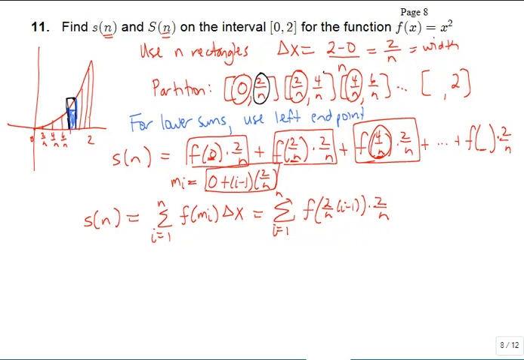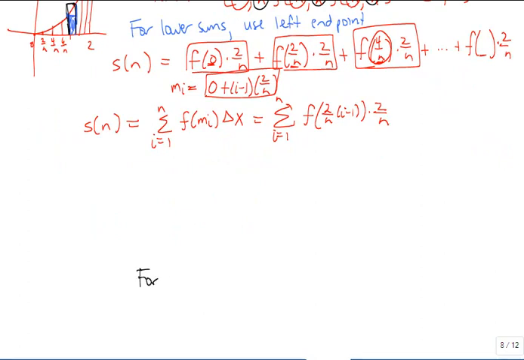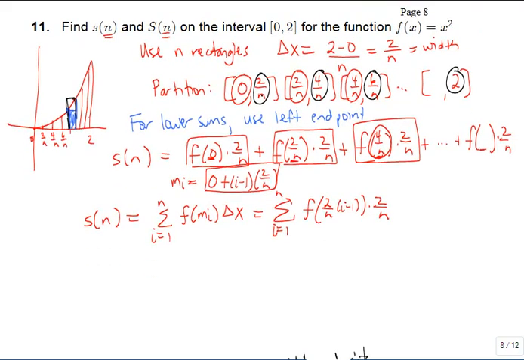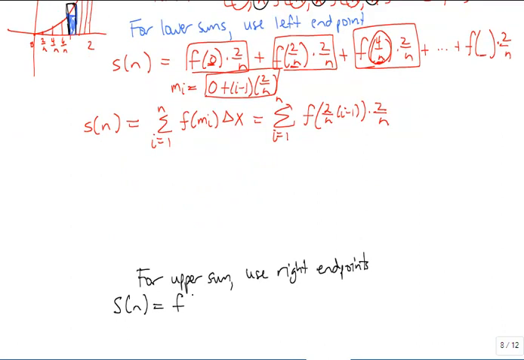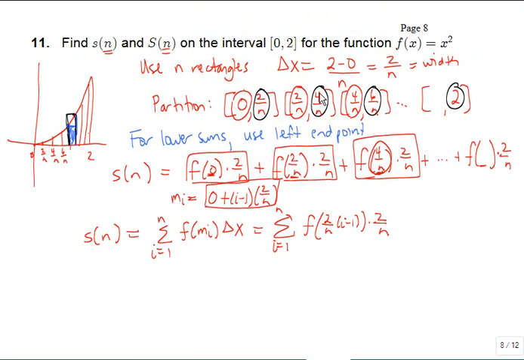So for the upper sum, we actually want to use these right endpoints each time. So for the upper sum, I'm going to come down here just a little ways. We're going to use right endpoints. And that means this capital S of n is going to be f of, for the first right endpoint, 2 over n, times the width, plus for the second rectangle, now we're going to use 4 over n, and then we're going to use 6 over n, and so on, all the way until we use 2.